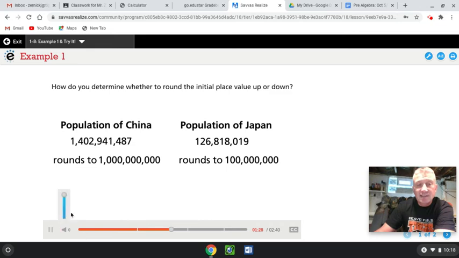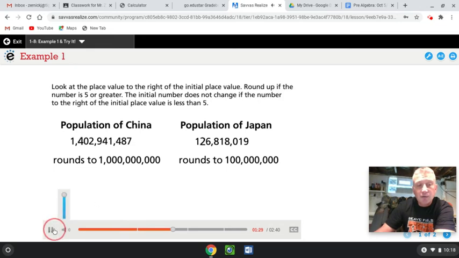So we've already said this, guys. In order to round this up or down, we always look at the number that is next to the leading digit. In the population of China, it's the 4. In the population of Japan, it's the 2. Both of these round or stay at a 1 when we do any type of rounding.